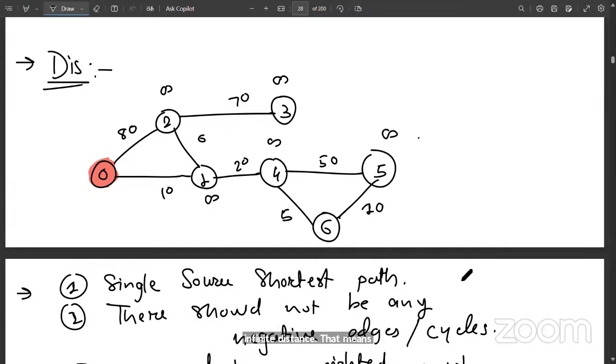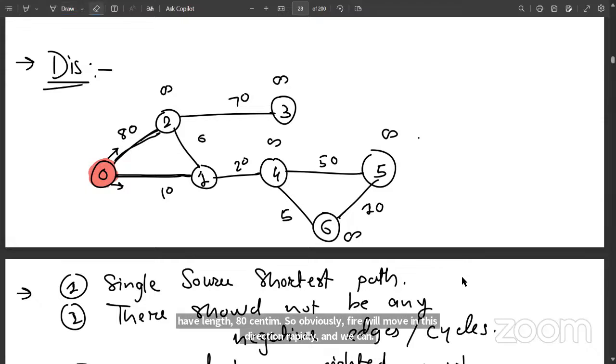You can understand with the fire analogy that if we burn this vertex, then the fire will start spreading in this direction and this direction. According to these numbers, we assume that this rope has a length of 10 centimeters, and this rope has a length of 80 centimeters. Obviously the fire will move in this direction rapidly, and the burning time of this vertex is nothing but 10, right?